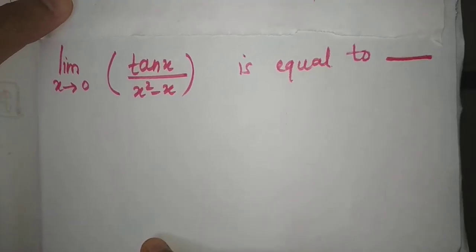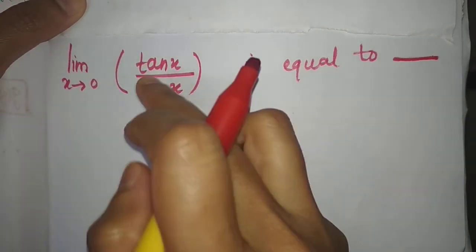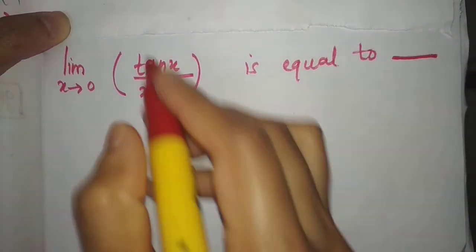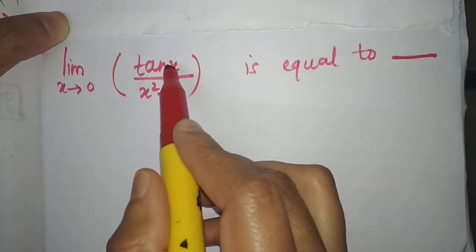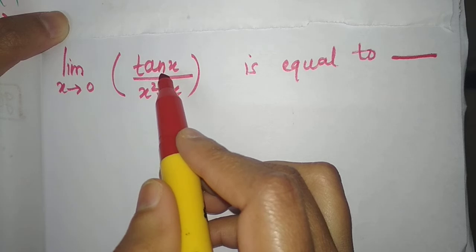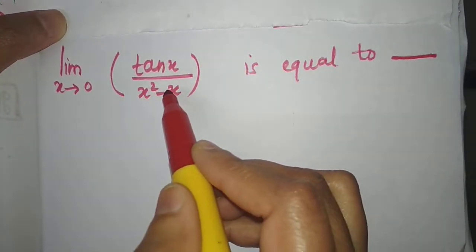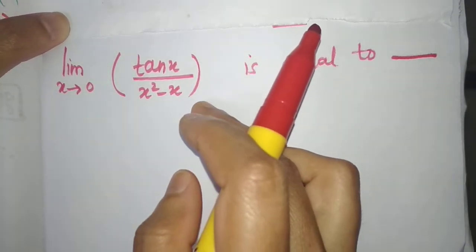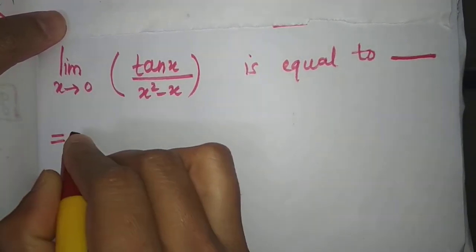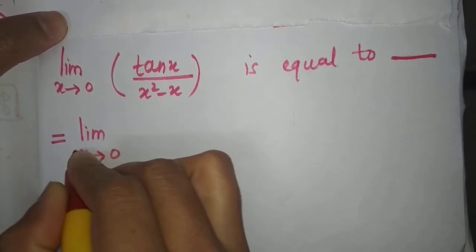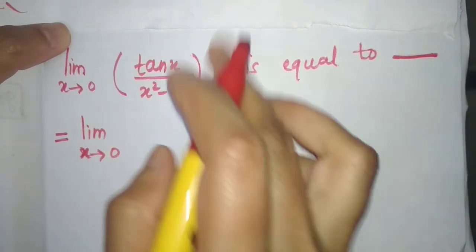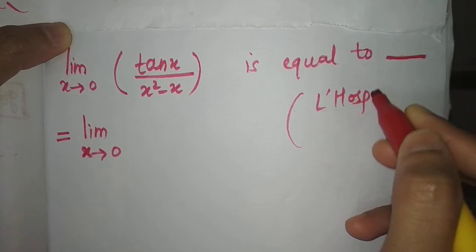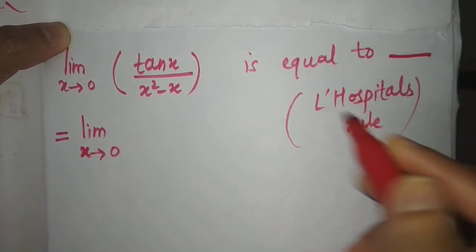Now let us solve another question. The question is about the limit. The limit of tan x upon x square minus x as x tends to 0 is equal to. To find the limit, note that when you put x equal to 0, it is tan 0, which is 0, and x square minus x is 0 square minus 0, which is again 0. So this is of the form 0 upon 0, the indeterminate form. So this limit is equal to the limit as x tends to 0 of the derivative of the numerator and denominator. This is by L'Hopital's rule.